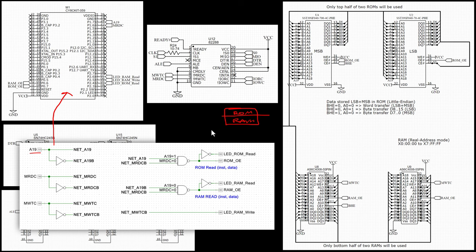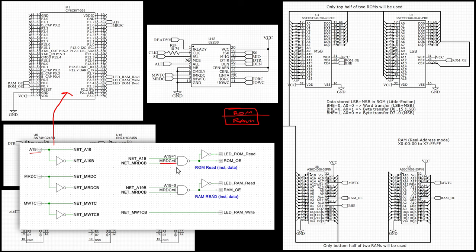And then along with that, I want to know, am I reading or writing? And so I've got one NAND gate. If address 19 is a 1 and MRDC is a 0, I know that I am doing, in other words, this was active low.